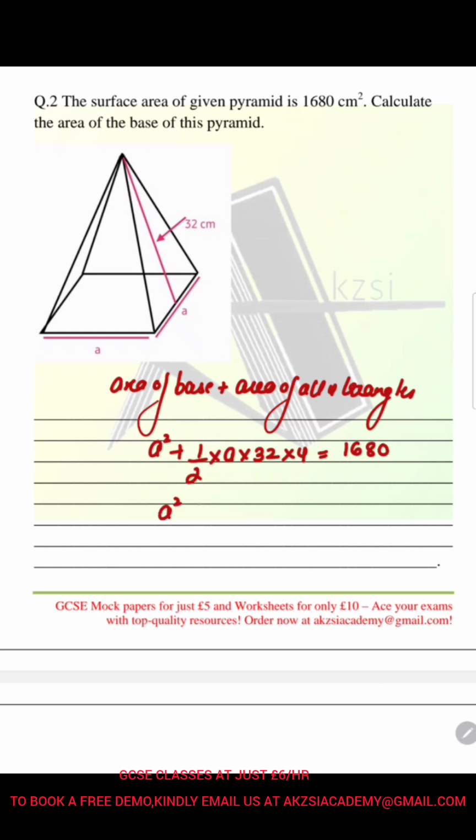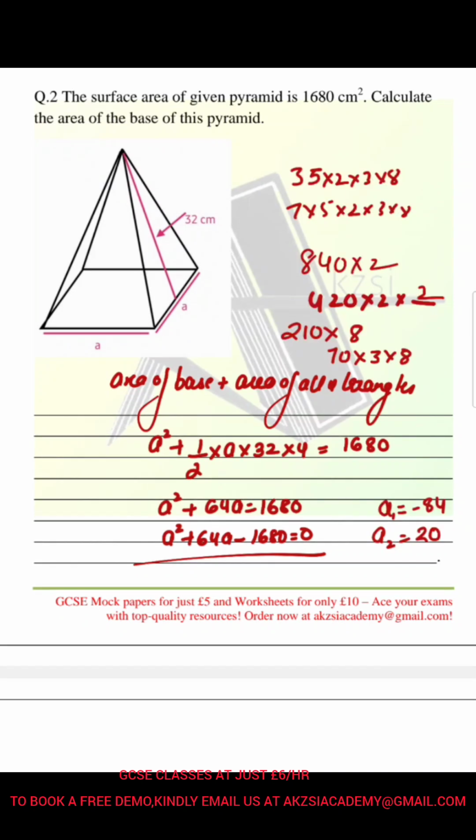From here, it will be A squared plus 64A equals 1680. Then A squared plus 64A minus 1680 equals 0. Now it's totally up to you how you want to solve this quadratic. Either you can go for the quadratic formula method or factorization. Completing the square method would be a difficult one; generally, students find it difficult. So you can opt for either factorization or quadratic formula. I would always suggest that if nothing is mentioned about what method you should apply, just go for the formula method.